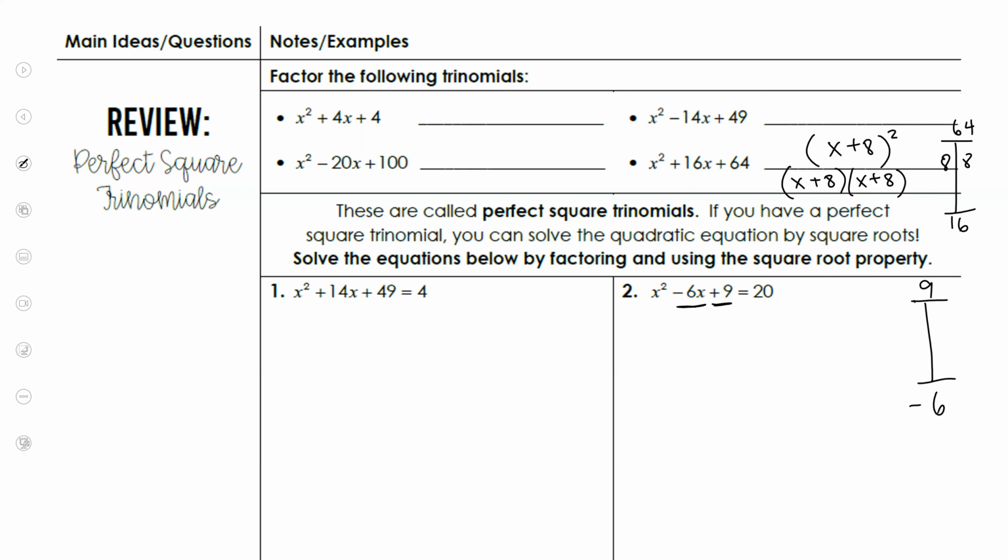So that means my factors are x minus 3 and x minus 3, but I can just write it as a squared. So we factored the left side of the equation. The right side is still 20. And we're going to be solving these by factoring, which we just did, and then we're going to use the square root property. So guys, I'm going to take the square root of both sides in order to solve. So I'm going to take the square root of this side and the square root of this side. And the square root cancels out with the squared.